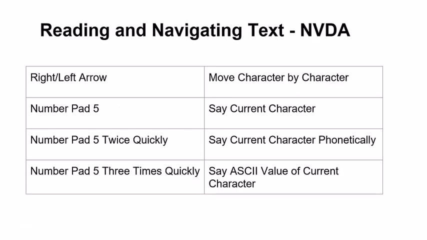Moving on to NVDA, some of these commands again will be the same, but others will be slightly different. Right and left arrow will move character by character. Number pad 5 will say the current character. Number pad 5 twice quickly will say the current character phonetically. And number pad 5 3 times quickly will say the ASCII value of the current character.